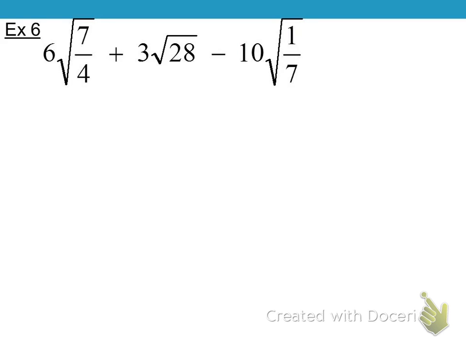Doing the factor tree on 28 and splitting the fraction. Wait, I'm not done. Okay. My eyes as the teacher go right here. Why? That's a perfect square. So that can come outside to play with the 6. What is 6 over 2?